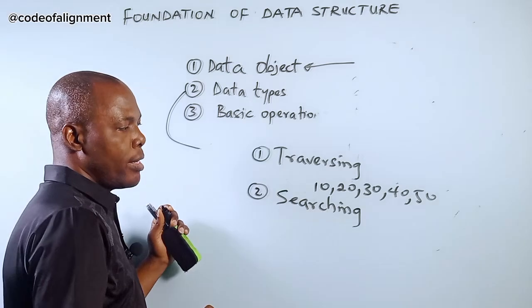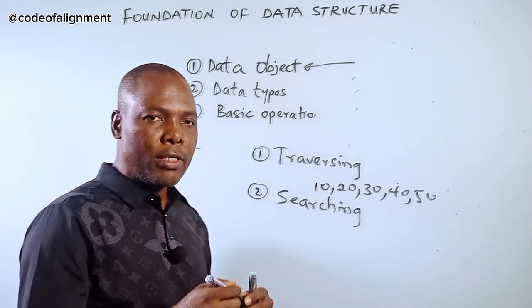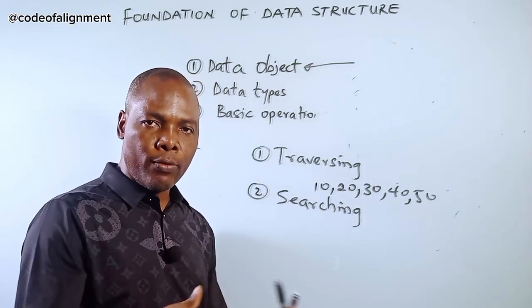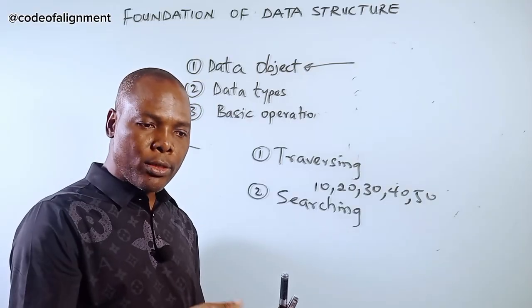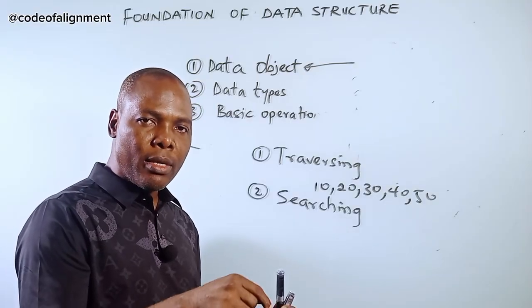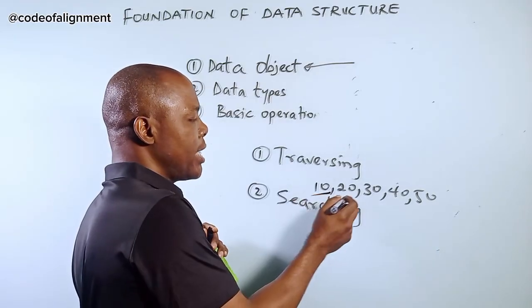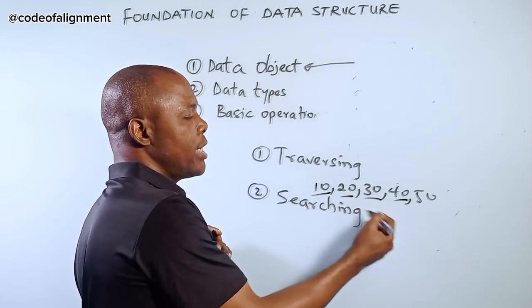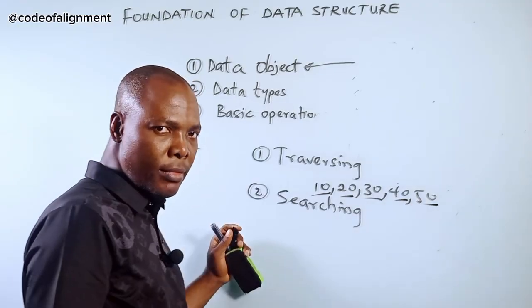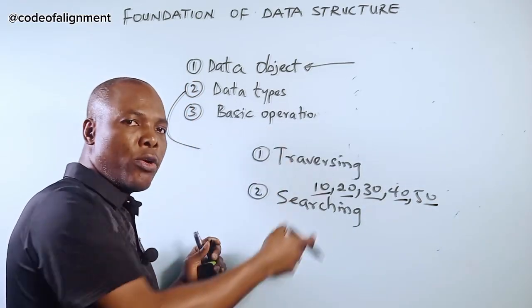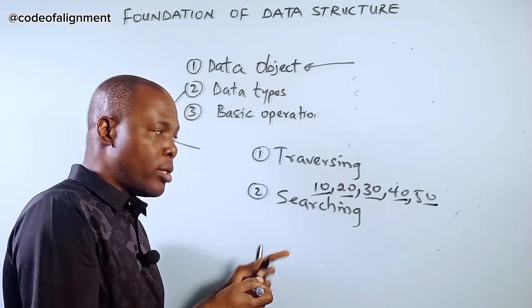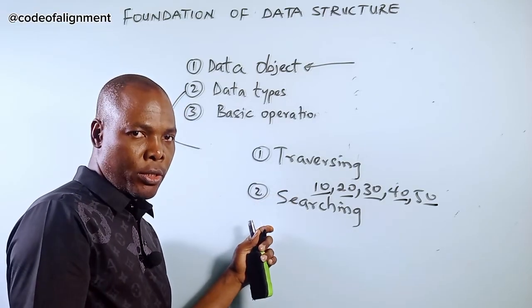Searching, right? A practical example of this is when you are looking for a contact in your phone book. That is searching. You just type the person's name and then it will come out. So I can search for 10, I can search for 20, I can search for 30, I can search for 50, right? These are the algorithms we are going to write in order to carry out this operation.